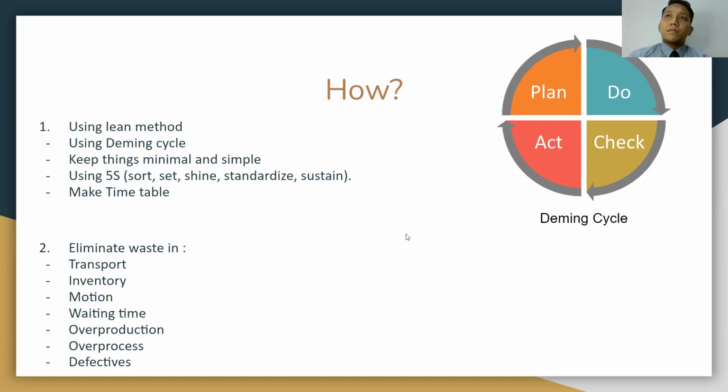So how about waiting time? Waiting time is how you can reduce your waiting time, like how a customer service can reduce the waiting time of the customer. When the customer calls, how can we reduce the time before the customer service can take the call? And next, overproduction is where you must not make more than what you have set in the early process.